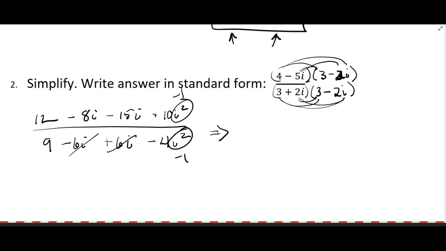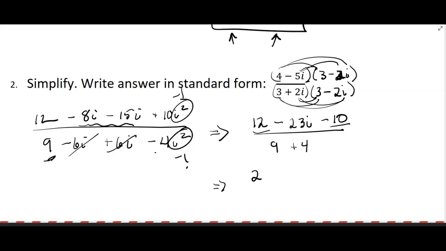So up here in the numerator, you're going to have a 12 minus, okay, the negative 8i and the negative 15i, minus 23i, minus 10, over, and then in the bottom you're going to have a 9. Right there's the 9. And then you're going to have a negative 4 times negative 1, which is going to be plus 4. So what you're getting is 2, because the 12 minus 10 is 2.